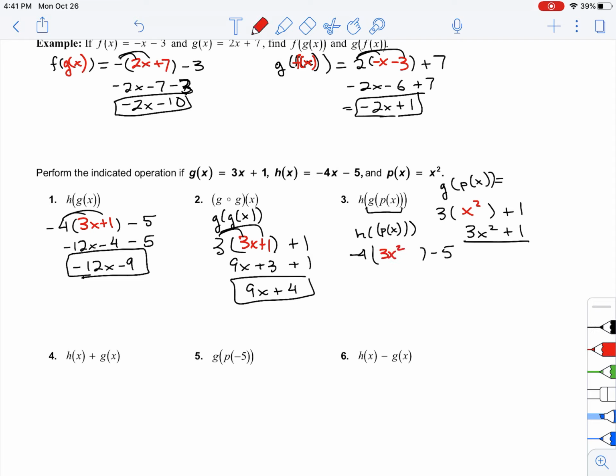Three x squared plus 1. So then we do distributive property. So we have negative 12x squared minus 4 minus 5. Then we combine like terms. So negative 12x squared minus 9 is our final answer.